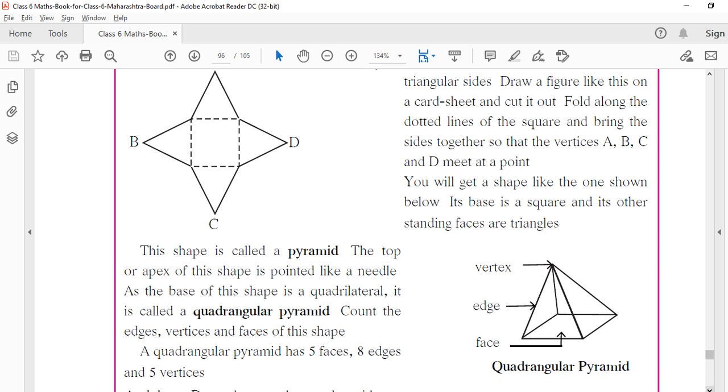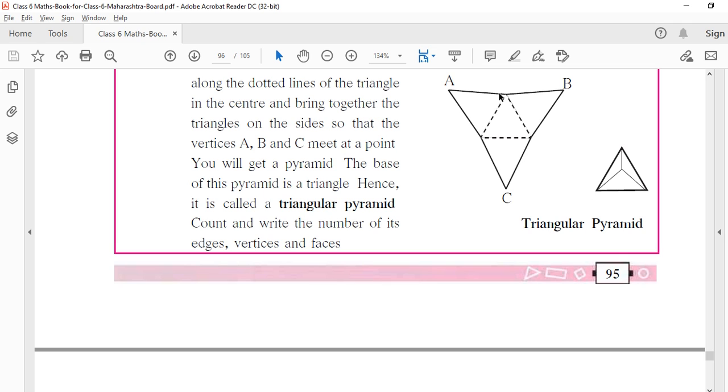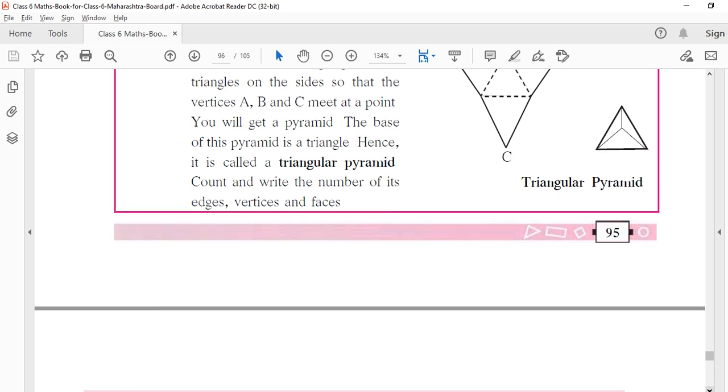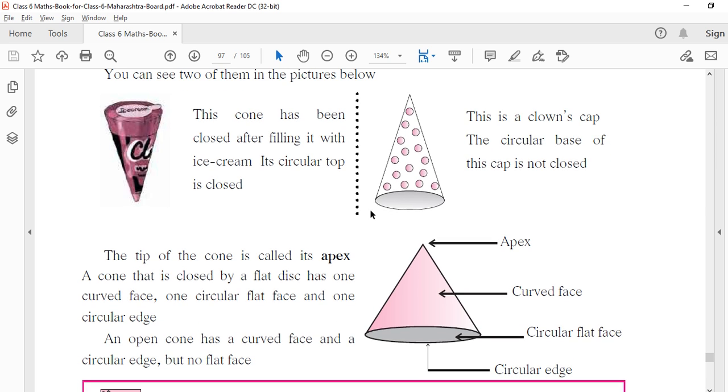Pyramid. You know a pyramid: there is a square shape and it is closed from all sides up to the vertex. So this is your quadrangle pyramid, quadrangle meaning there are 4 sides at the bottom. For a triangular pyramid, there are 3 sides, with a triangle shape at the bottom. This is a cone. You know a cone, with a circle like an ice cream cone. This is the shape of a cone.